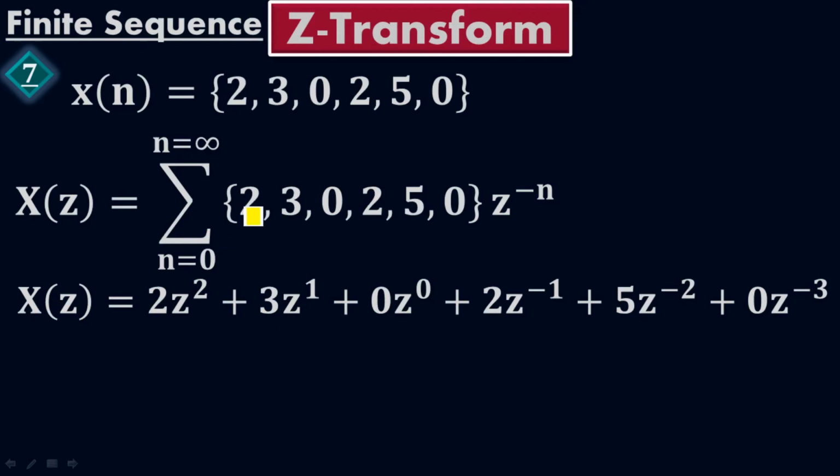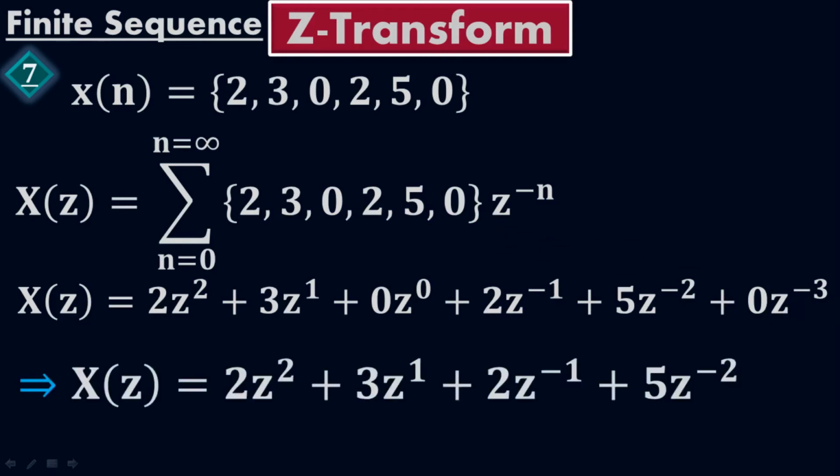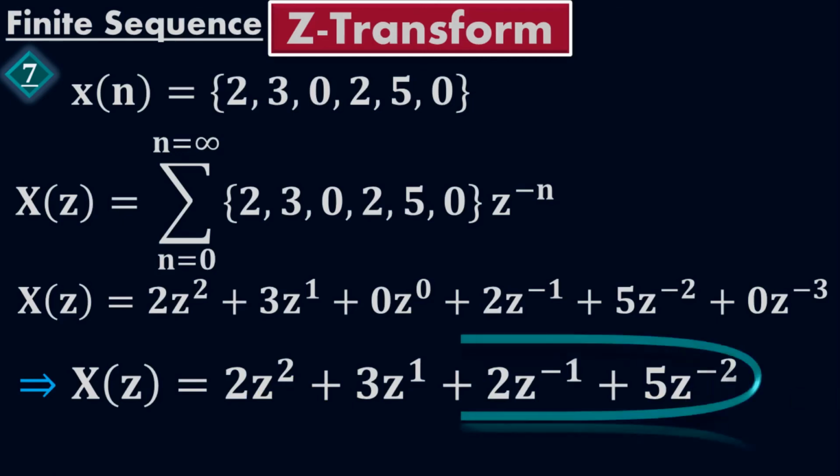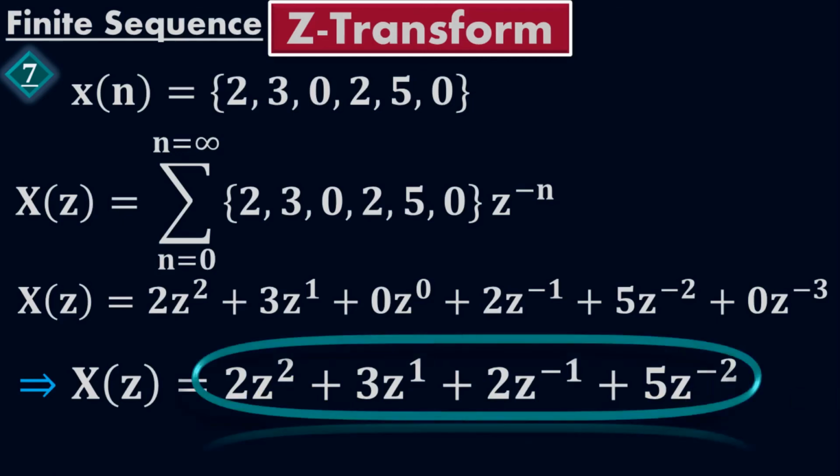So the z transform of 2 is 2 times z to the 2. The z transform of 3 is 3 times z to the 1. The z transform of 0 is 0 times z to the 0. For the 2, I have 2 times z to the -1. For 5, I have 5 times z to the -2. For 0, I have 0 times z to the -3. So my final z transform is 2 times z squared plus 3 times z to the 1 plus 2 times z to the -1 plus 5 times z to the -2. This is going to be the final z transform answer of x of n.